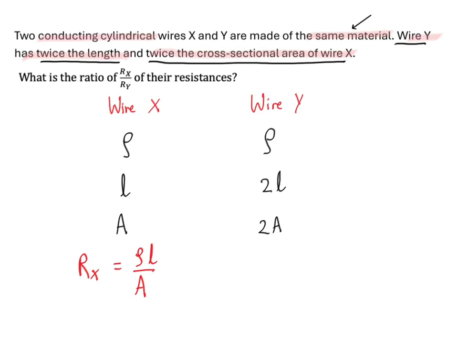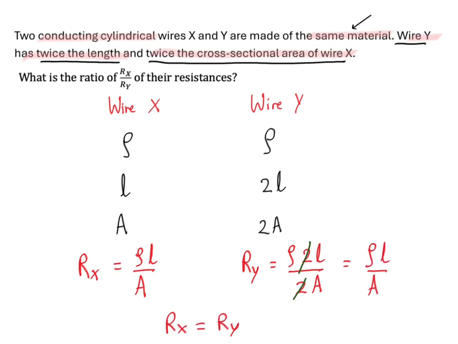Now we can use the formula for resistance just to get an expression. For Rx it will be rho L over A. For Ry it will be rho 2L over 2A, but 2 can be cancelled out and we see that it is same as that of X. So when we find the ratio, it will come out to be 1, because the resistance for wire X and wire Y are equal.